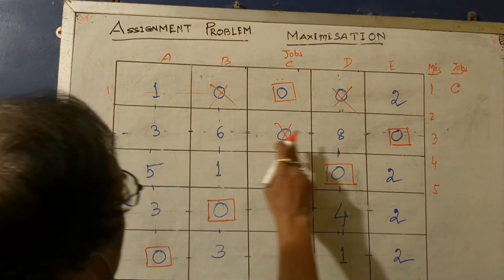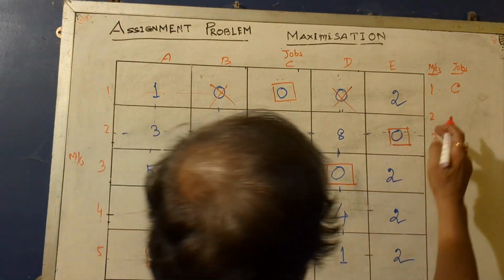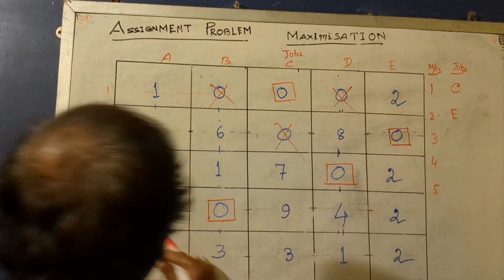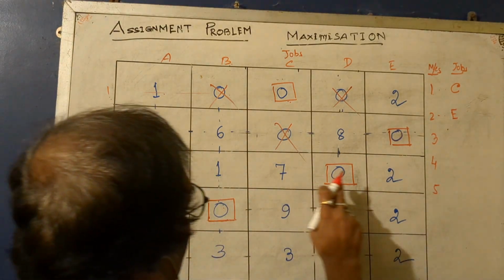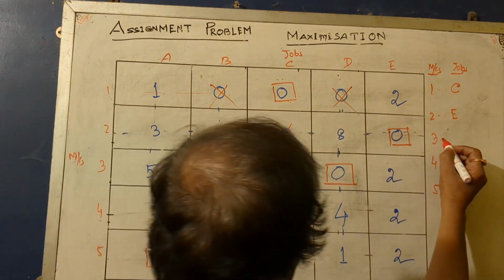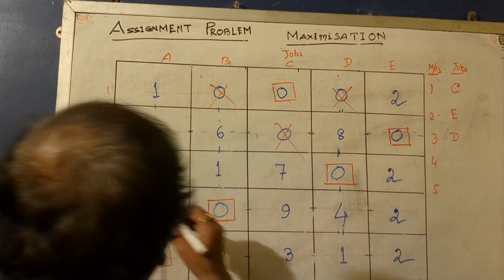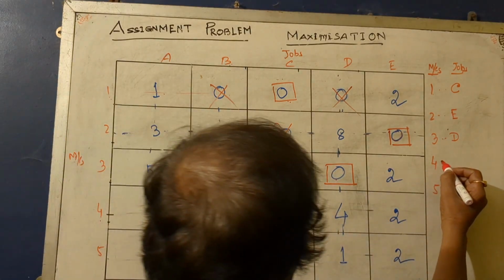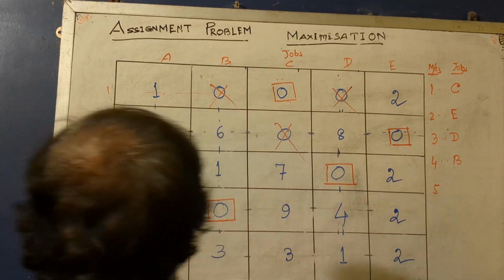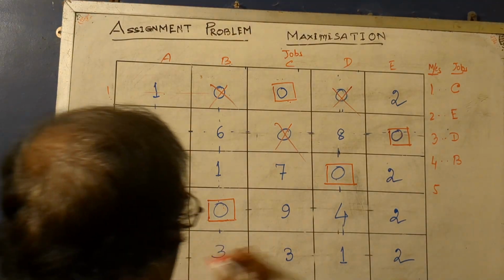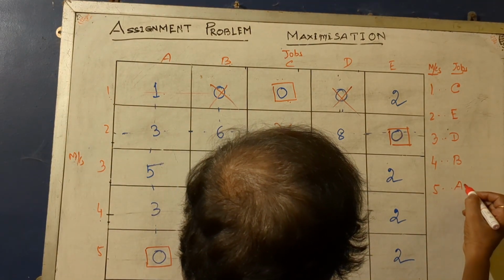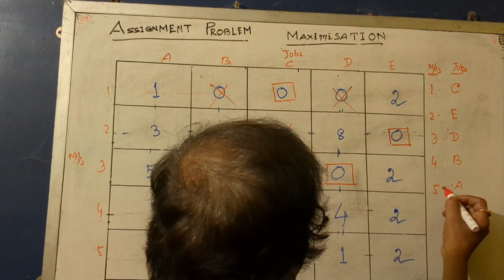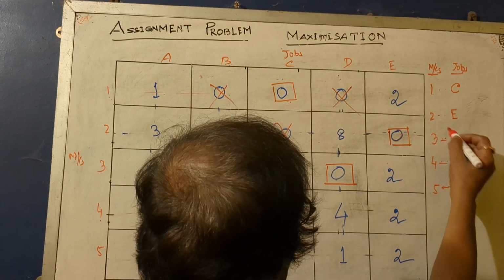For the second machine, which job do you have to allocate? This is E. Job E is to be allocated. For the third machine, which job is to be allocated? D. That is this. And for the fourth machine, which job? That is B. And for the fifth machine, which job? This is A. So A, B, C, D, E. In this way, you have to allocate. This is the best allocation.